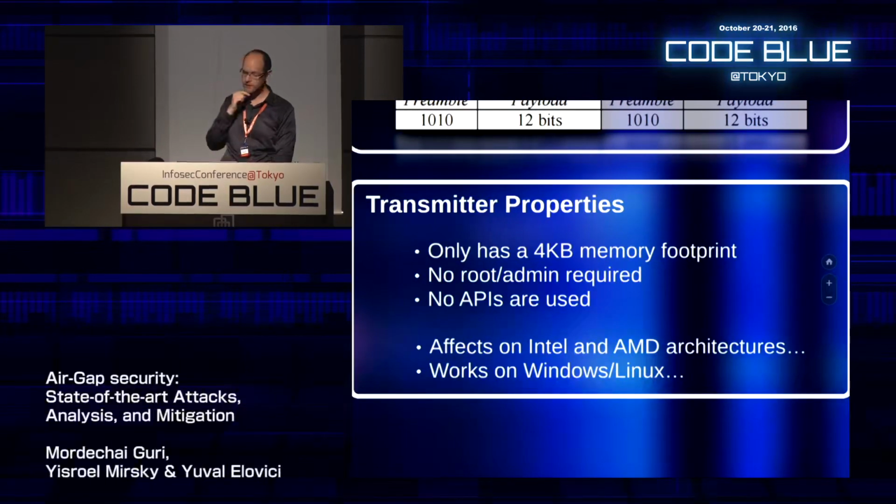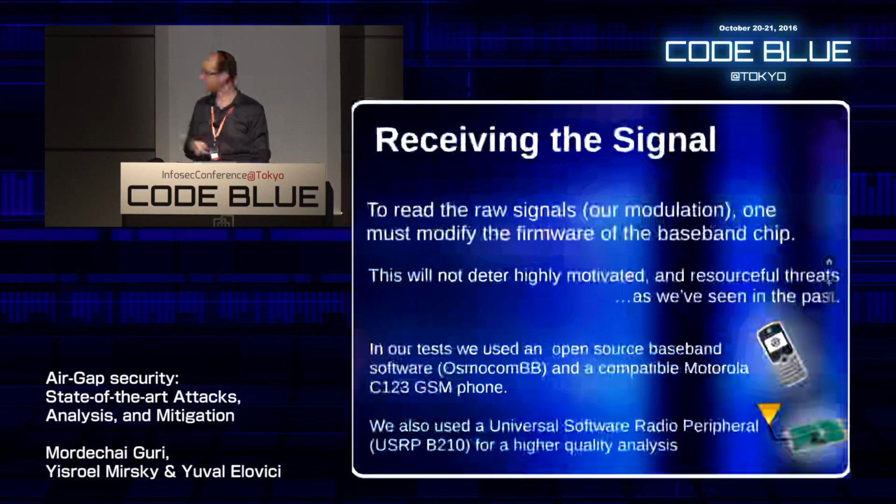Some properties about the transmitter. The transmitter itself only has a 4 kilobyte memory footprint. It doesn't require any admin or root privileges to operate, and it doesn't use any APIs. And it affects Intel and AMD architectures and works on both Windows and Linux.